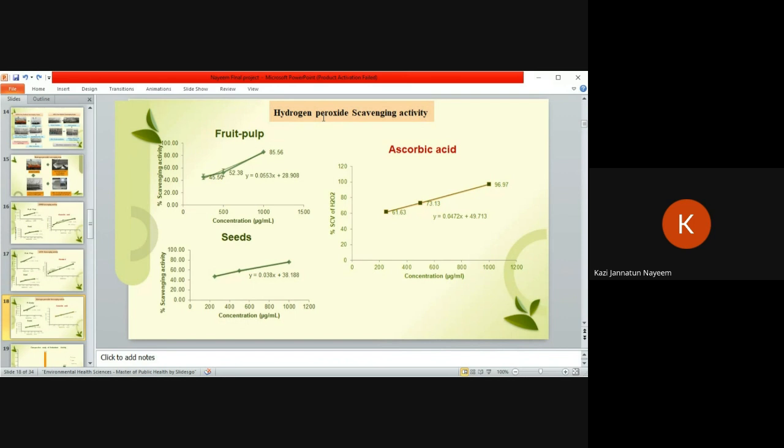This is the hydrogen peroxide scavenging activity. In the hydrogen peroxide scavenging activity, the extract showed concentration dependent antioxidant activity like the DPPH and ABTS methods. The highest percent of scavenging activity was found at a concentration of 1000 microgram per ml. The extract of the food pulp and seeds showed moderate antioxidant activity compared to the standard curve of ascorbic acid. It gradually increases like 45.50, 52.38, 85.56 compared to the ascorbic acid standard curve.